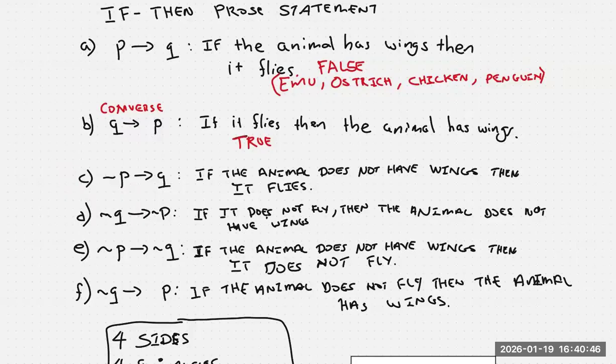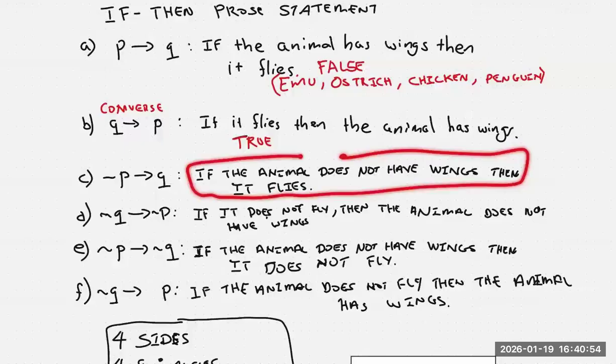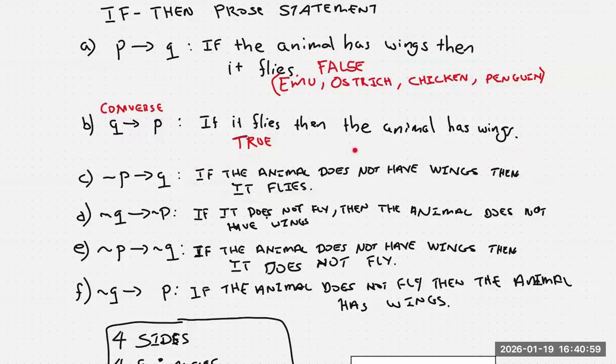Well, I didn't put P imply not Q. Should I put that one in? Anyway, so if the animal does not have wings, then it flies. Let's check this out. That is very false. Dogs don't have wings, dogs don't fly. This is saying if the animal does not have wings, then it can fly, which is a false statement. Very clearly false. There's no animal that doesn't have wings that flies. So it's false.